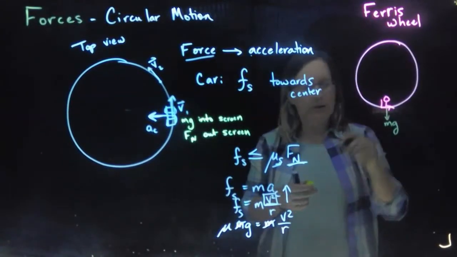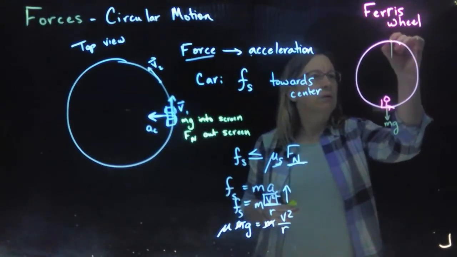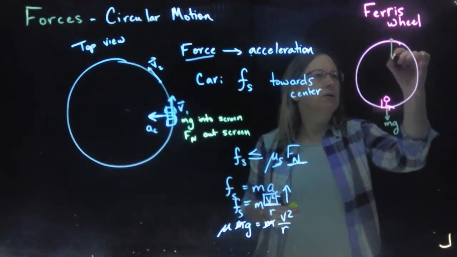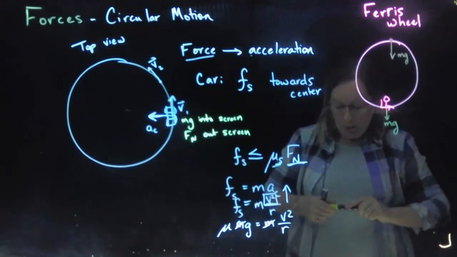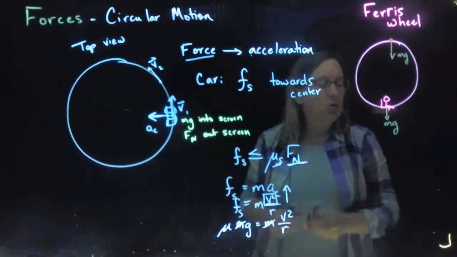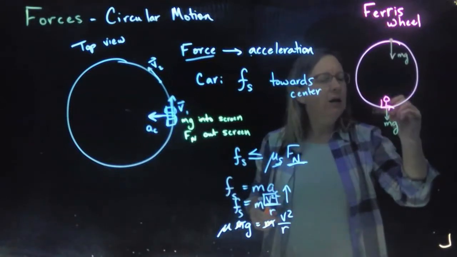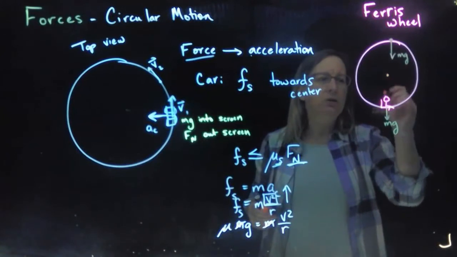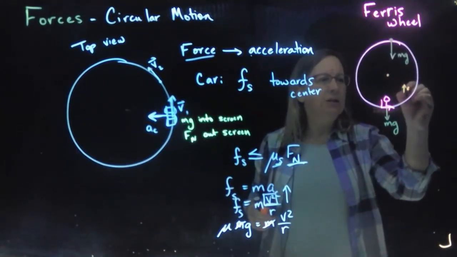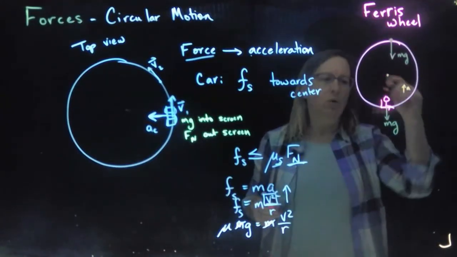That's going to be the case at the top. You're going to be a dot right there. Same mg down. That doesn't change. Your weight doesn't change. But what does change is the normal force. Because at the bottom, you need an acceleration towards the center. So you need an acceleration that's up this way, right, to go around the curve.